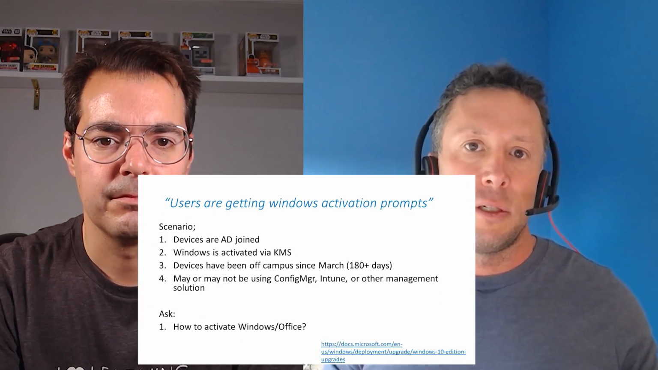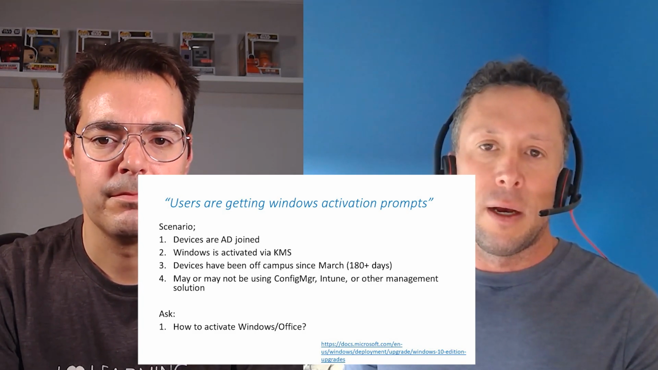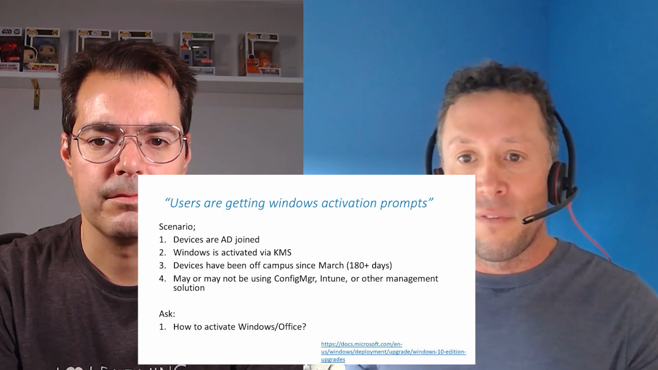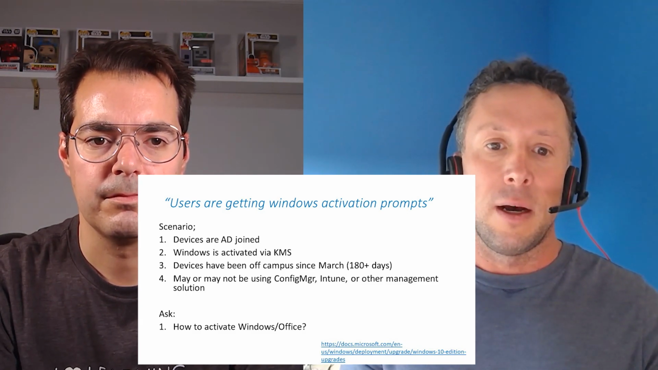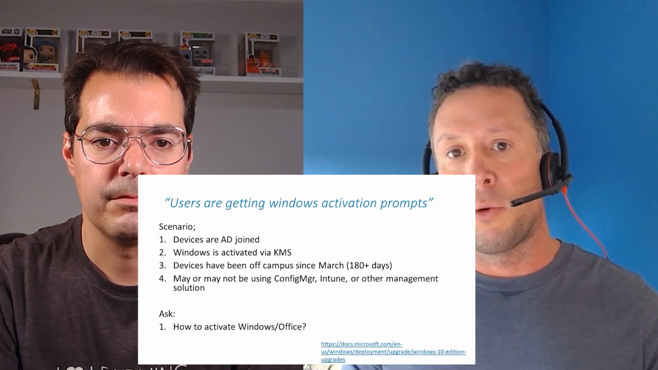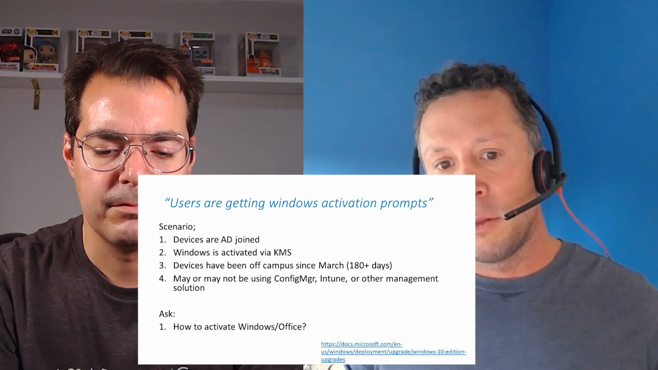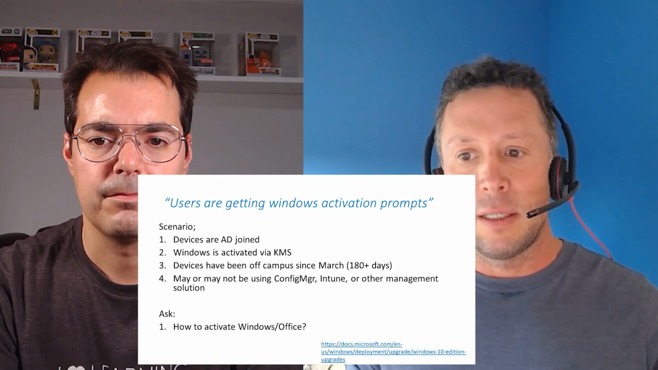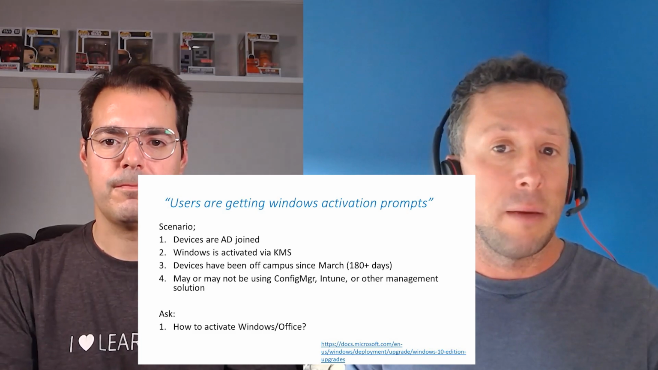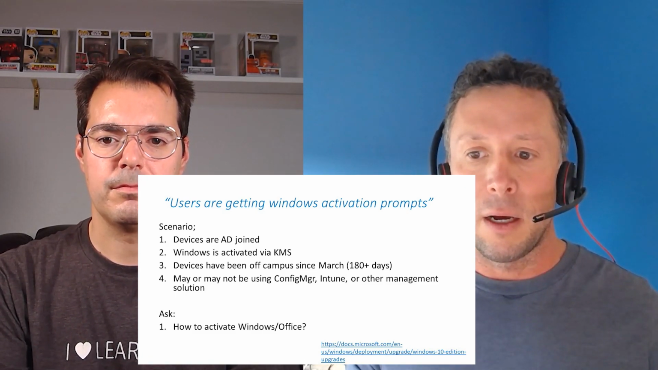I mean, there was the COVID fire sale in March. Devices left campus, and that's over 180 days ago. They're at home. They're effectively orphaned because they're typically AADJ joined devices. They have no line of sight to the domain controller, so they're using cached credentials. They're disconnected from KMS. They're not receiving updated group policies. Those devices may or may not be managed by any management solution like Intune or Config Manager.